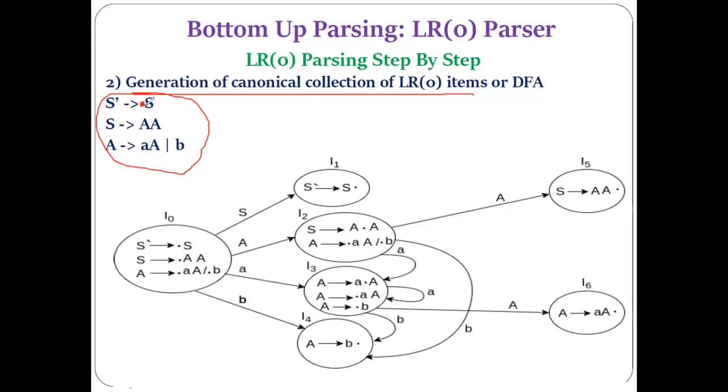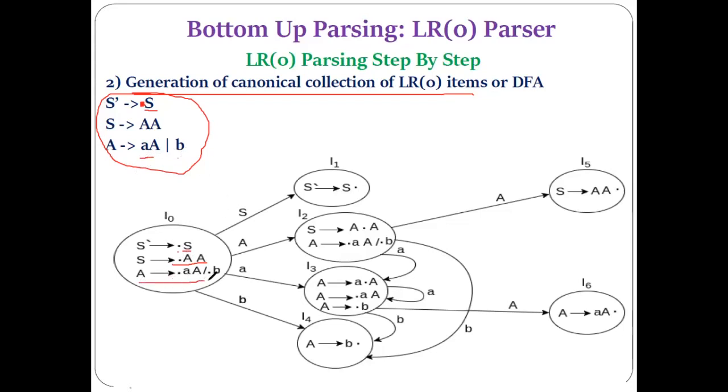Now, after adding the dot to the left of this non-terminal S, the next step you have to perform is applying the closure operation. So in the closure operation, you add the productions related to this non-terminal S with the dot at the beginning. Again, there is a dot at the left of the non-terminal A, so you have to add the productions related to this non-terminal A. The productions related to A are AA and b, so you add them also.